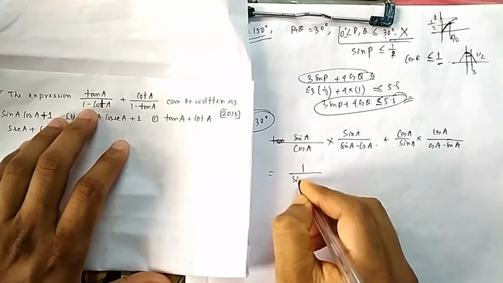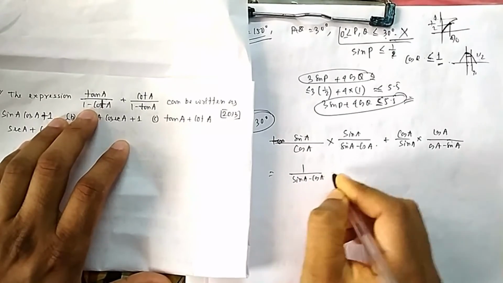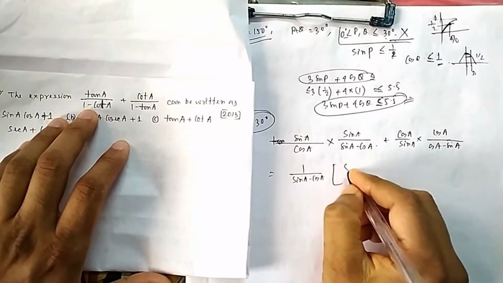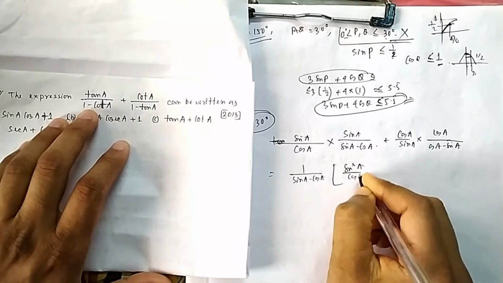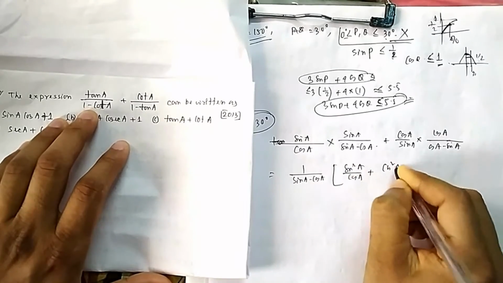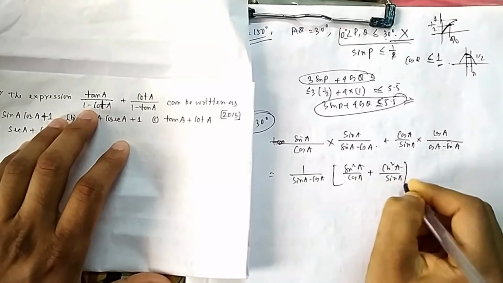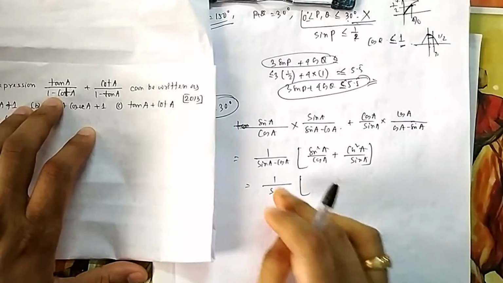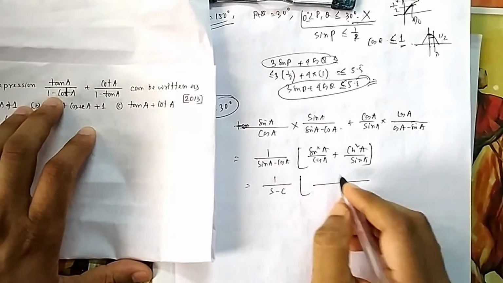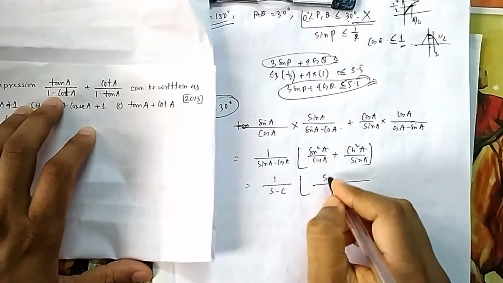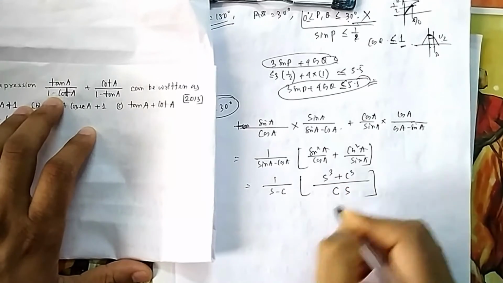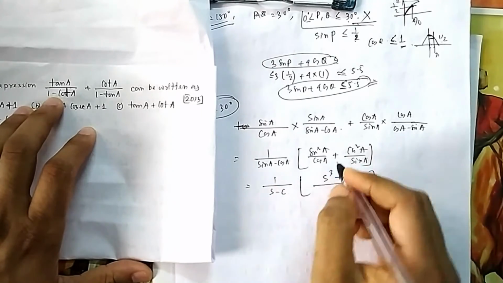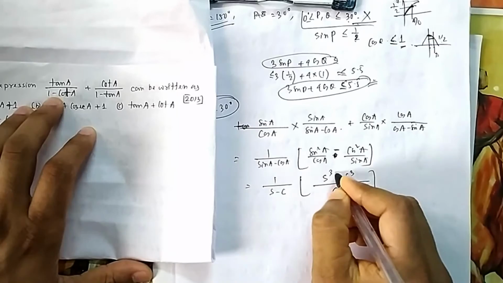If I take common sin a cos a, then it will be sin square a by cos a, then plus cos square a by sin a. So let me write it as s and c. Sin a I am simplifying as s, cos a I am simplifying as c. So it will be cos sin, and it will be sin cube plus cos cube. If I take sin a cos a, then it will be minus. So it will be sin cube minus cos cube.